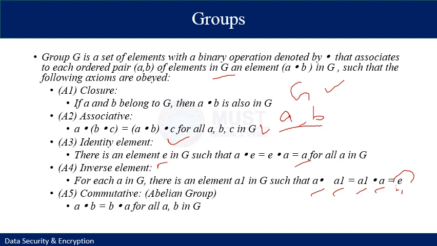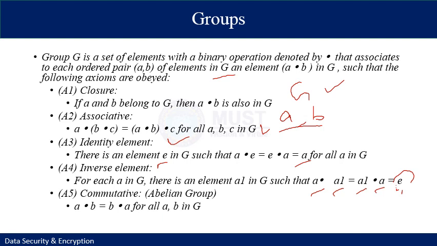So if a group has a finite number of elements, it is referred to as a finite group, and the order of the group is equal to the number of elements in the group. However, if the elements are not finite, the group is called an infinite group.